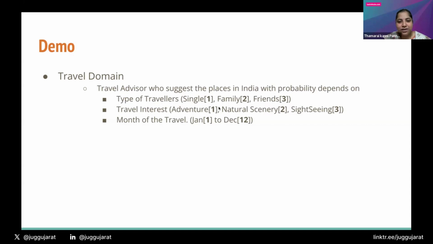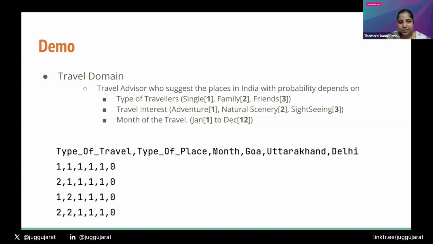Just for reference, guys, I have included 1, 2, 3 because it's numbers that I'm going to model with the model. That's why I put the numbers here. And then I have a small data set. This is the type of traveler, the type of place, and the month. I have included only the top 3 places in India to travel. Other places I have not included.